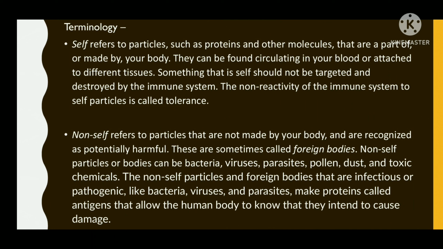First one is self. Self refers to particles such as proteins and other molecules that are made by your body. They can be found circulating in your blood or attached to different tissues. Something that is self should not be targeted or destroyed by our own immune system. The non-reactivity of the immune system to self particles is called tolerance.